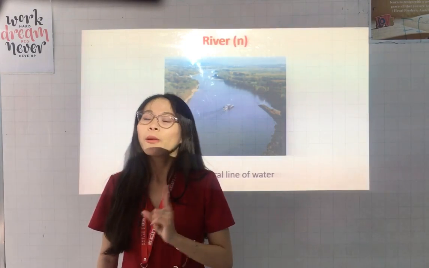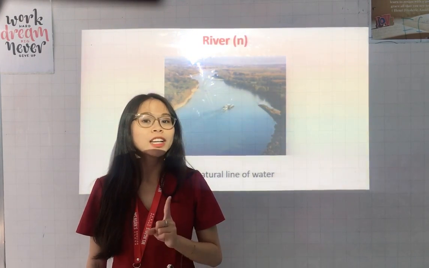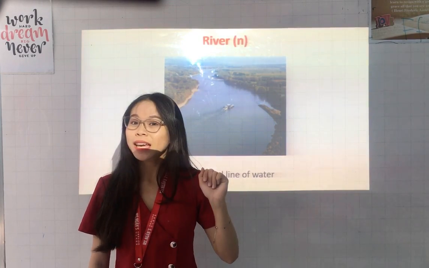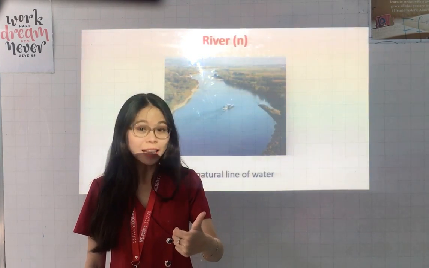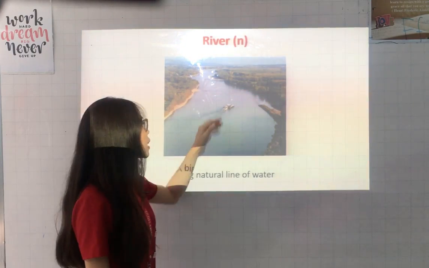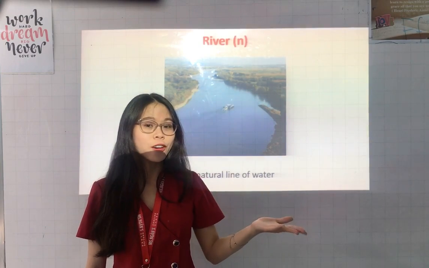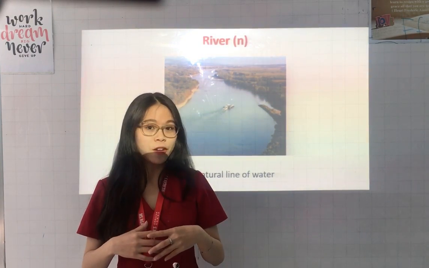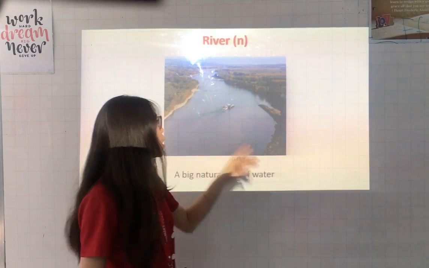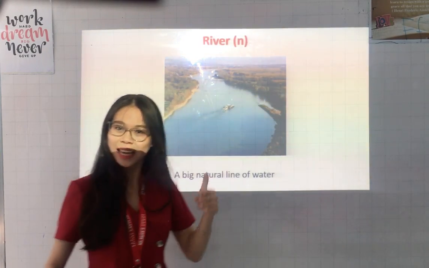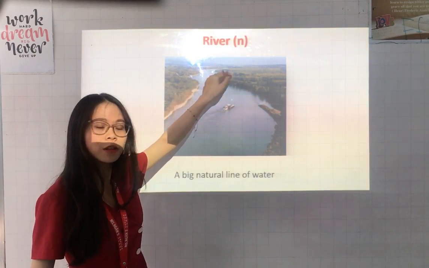Okay, so one question for you. What can you see in the river and on the river? Okay, so we can see fish in the river, and we can see the boat or the ship on the river. The fish is in the river, but the boat and the ship is on the river. Yes, so we say river.